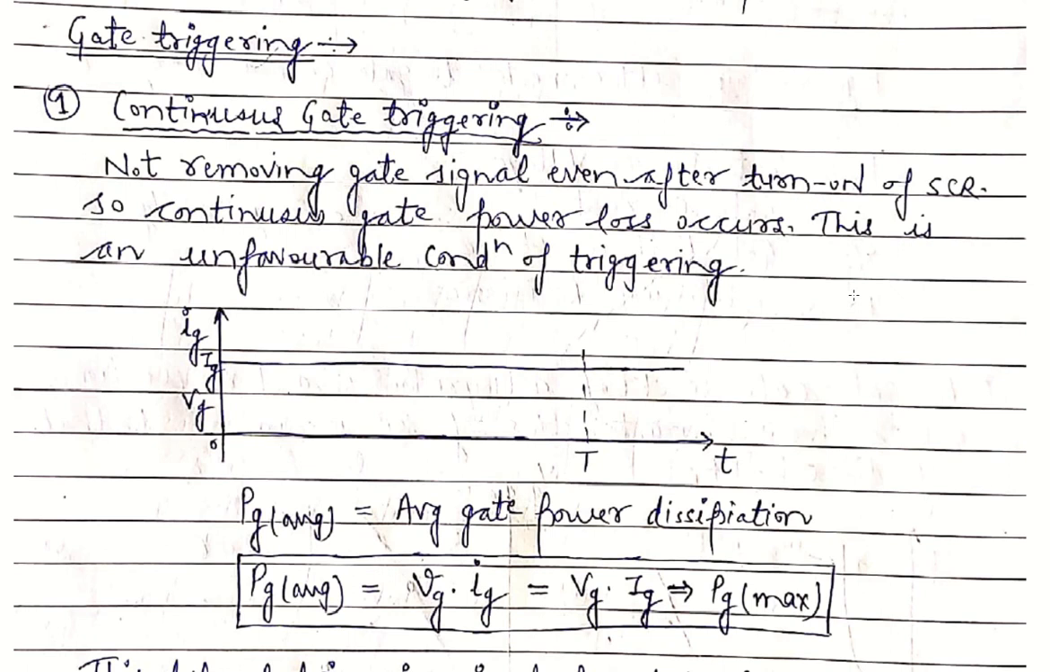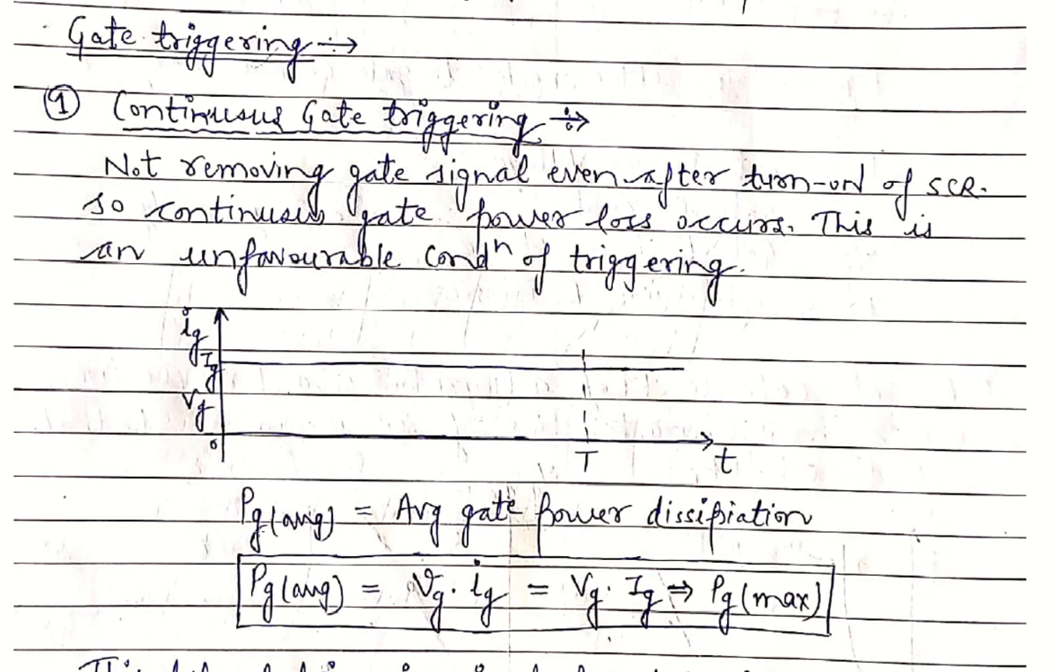So complete damage of the junction occurs if we do not remove the gate signal even after the turning on of the SCR. Here the gate signal IG versus time is drawn, in which we can see that this gate signal is continuously applied at the magnitude of IG, and VG is also there, because due to this VG the IG current is flowing.